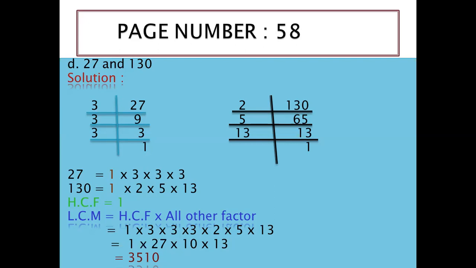LCM. LCM is HCF multiplied by all the other factors. HCF is 1. How many numbers are left in 27? 3 multiplied by 3 multiplied by 3. And in 130, also 2 multiplied by 5 multiplied by 13. Multiply all these numbers. The answer is 3510. The LCM of 27 and 130 is 3510 and HCF is only 1. This is the last part of this question, question number 4.